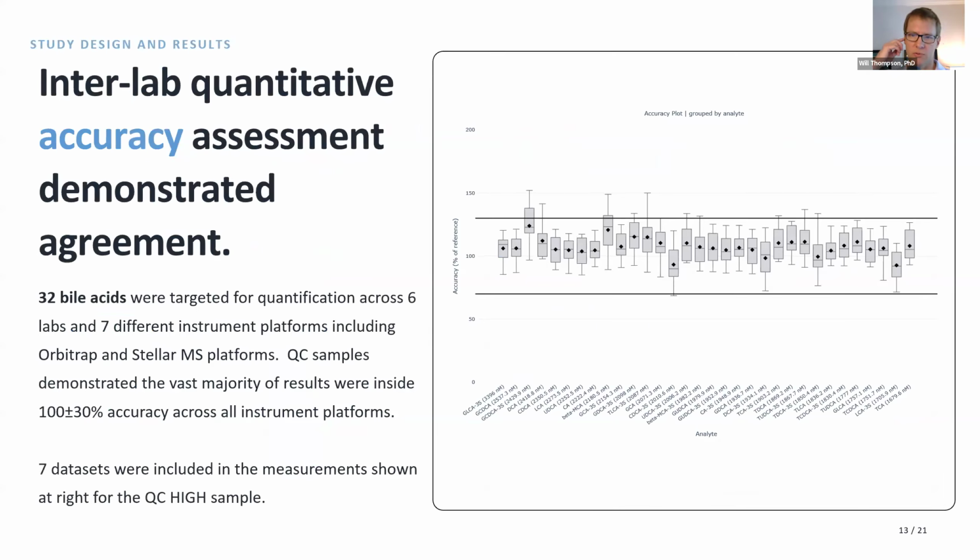Just one quantitative result to show here, which is the accuracy assessment across 6 labs, 7 different instrument platforms for the QC high, is within the range of what we would expect from a kit with highly experienced users. And I will note that these were all first time. This is the first time in all these laboratories that they utilized the platform.